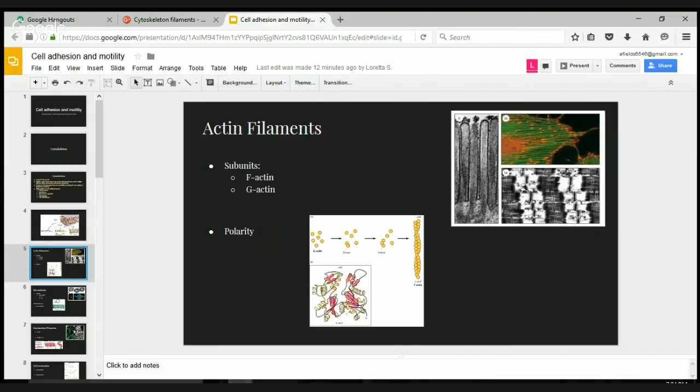The polarity of the actin filaments is visualized by decorating the filaments with globular heads of myosin, which can be cleaved off by proteases. Bound myosin heads cause the appearance of arrowheads when you look in an electron micrograph.